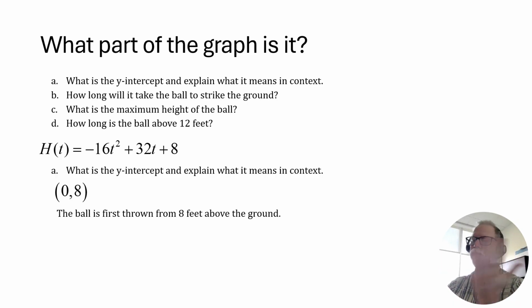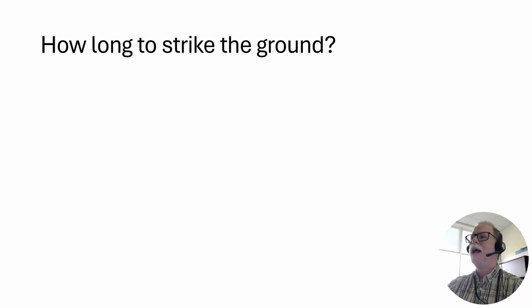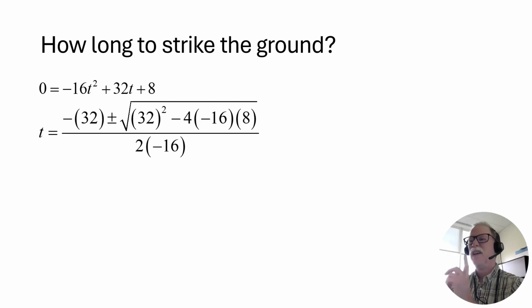The ball was first thrown. That's the 0, from 8 feet above ground. That's the 8. Awesome. How long does it take to strike the ground is going to be the x-intercept. Set the equation equal to 0. Always do that. Throw the values into the quadratic formula.